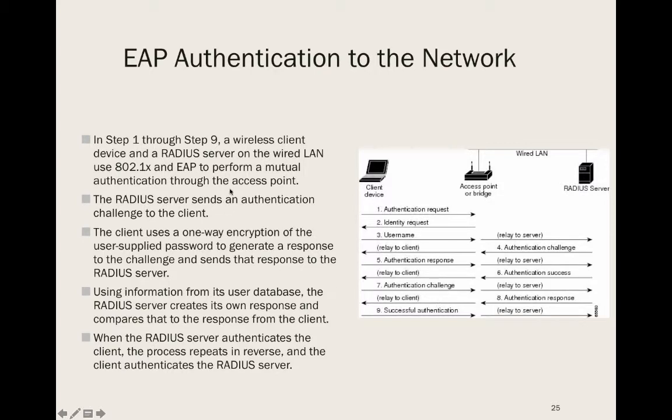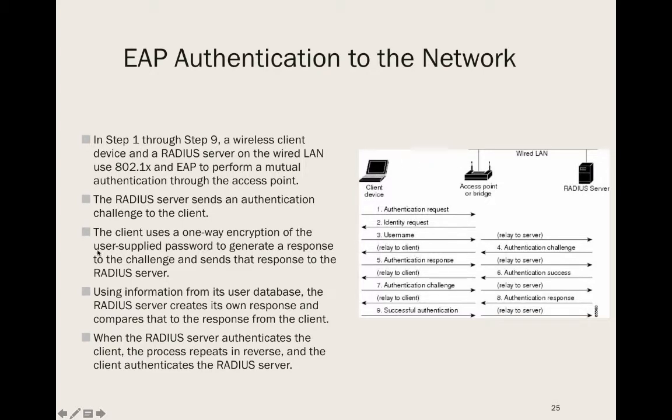From step 1 to 9, we're basically going to show how the device and the RADIUS server on the wired LAN use 802.1X and EAP to perform the mutual authentication. So this is the whole process. First of all, the client starts communicating with the access point, sending an authentication request to the access point, and the access point responds to make sure that this is a client that we want to connect. So before going any further, the access point does a bit of communication here.